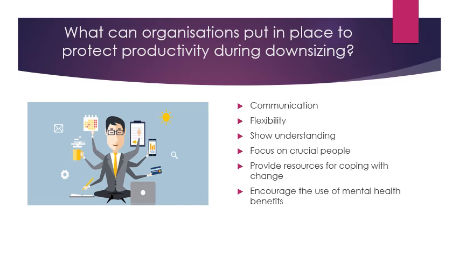What can organisations put in place to protect productivity during downsizing? In order to protect productivity during downsizing, you first need to protect morale. This can be achieved by providing a level of transparency to the remaining employees within the organisation. What does this mean? It means have clear and open lines of communication, encourage workplace flexibility, show understanding to both the employees that have been lost to downsizing and also to those that have kept their roles and may be feeling the effects of survivor's syndrome, increased and changing workloads, and insecurity around their future.